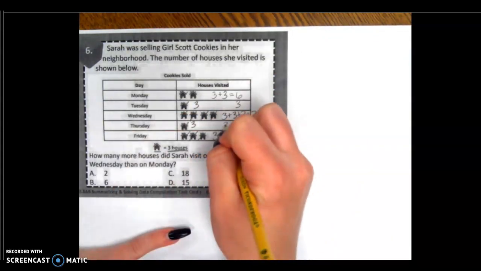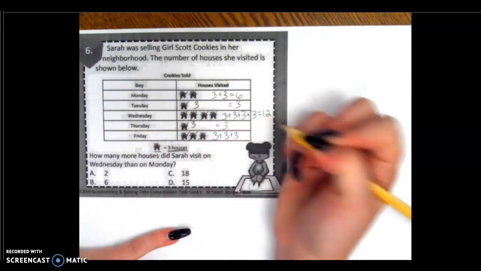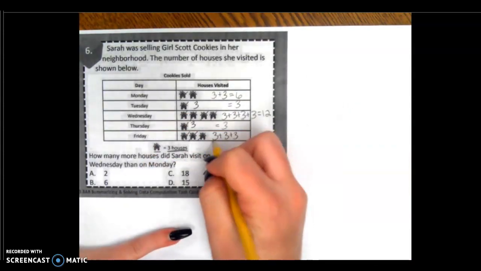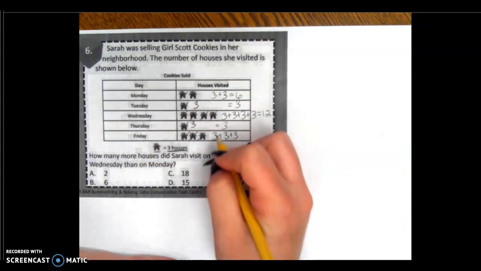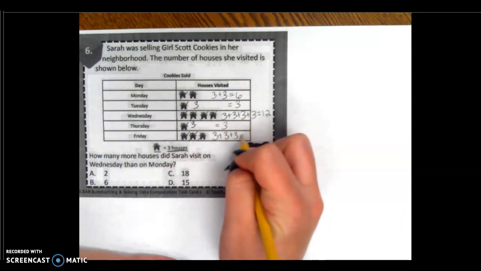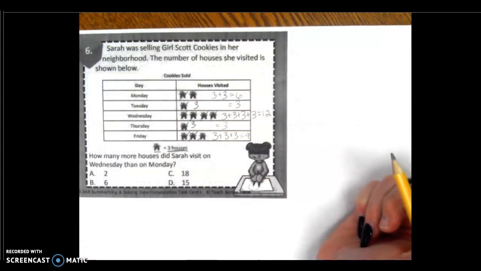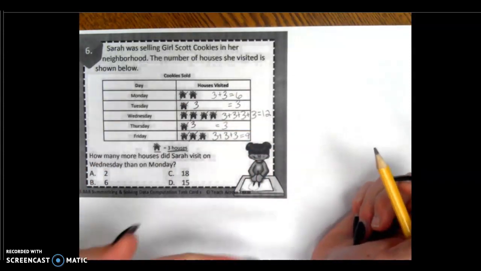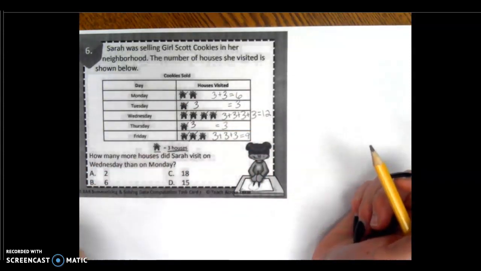Thursday, it's just 3. Friday, we have 3 plus 3 plus 3. Well, let's add that up. 3, 4, 5, 6, 7, 8, 9. Well, now we know the total amount of houses that Sarah visited each day selling Girl Scout cookies.